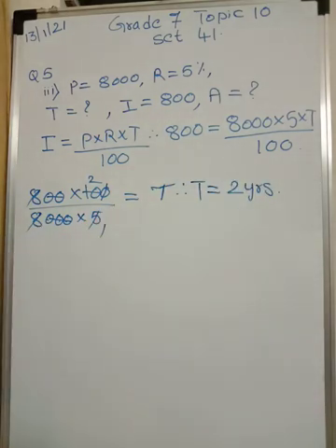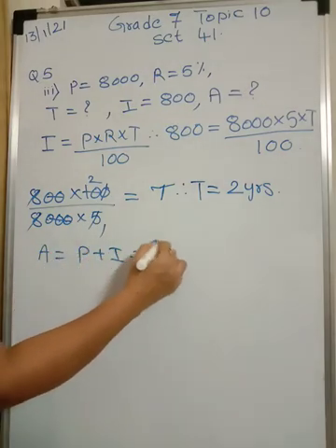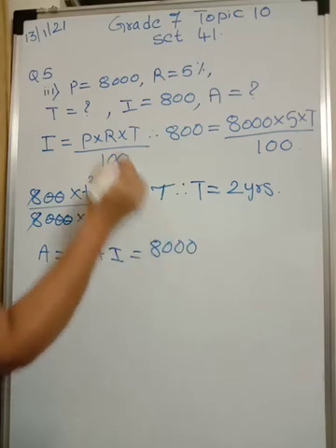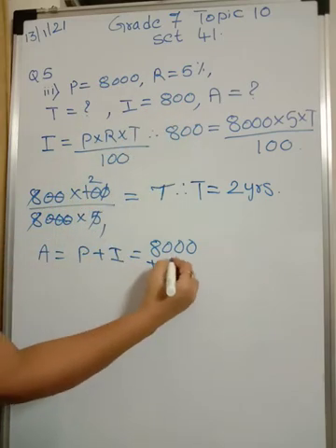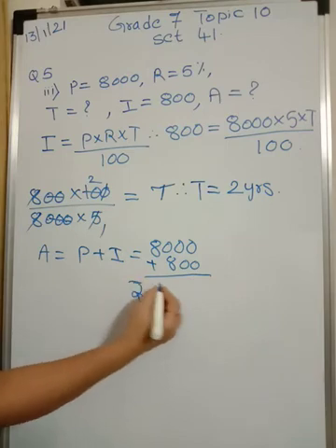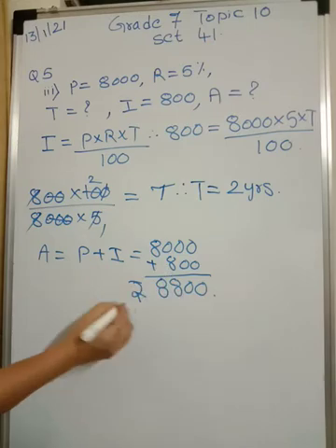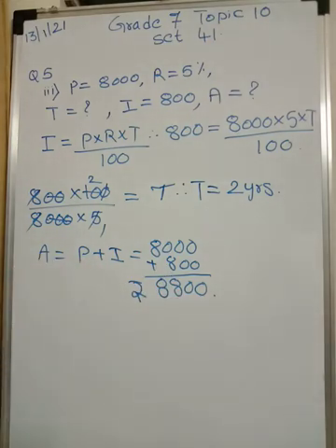Now, we have to find amount as well. So, what is amount? You know amount is principal plus interest. So, which will be equal to 8000, that is principal, plus 800. So, it comes out to be rupees 8800. So, this is your amount. Okay. This was the third. Now let's go for the fourth one.